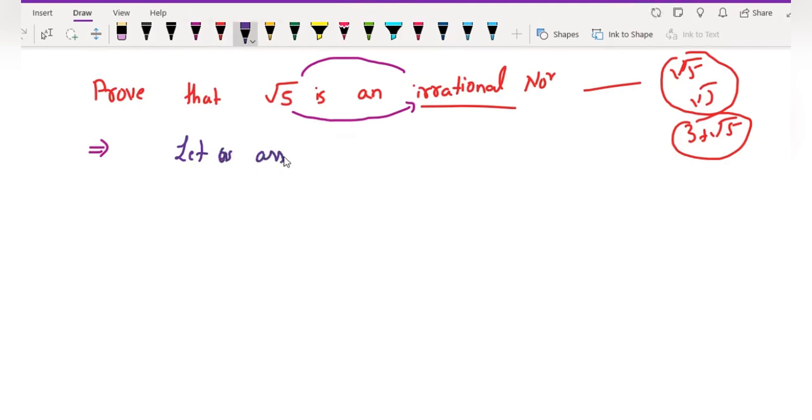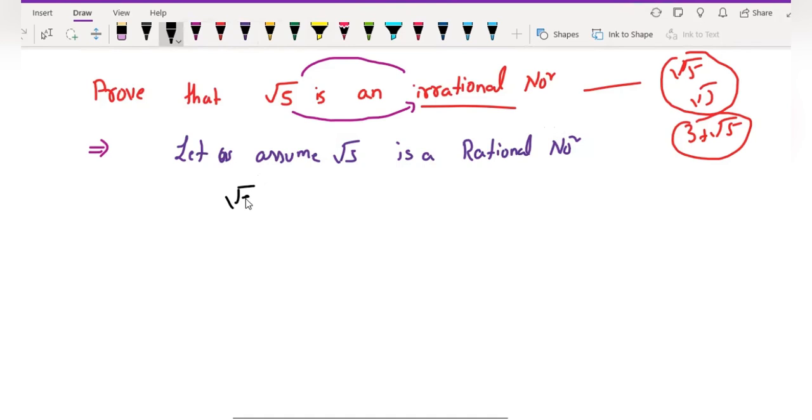Let us assume root 5 is a rational number. We are just assuming it is a rational number. If it is a rational number, you know very well, we can write it in the form of p by q. That is, root 5 is equal to p by q.